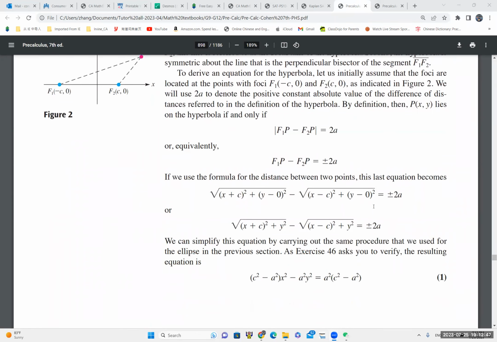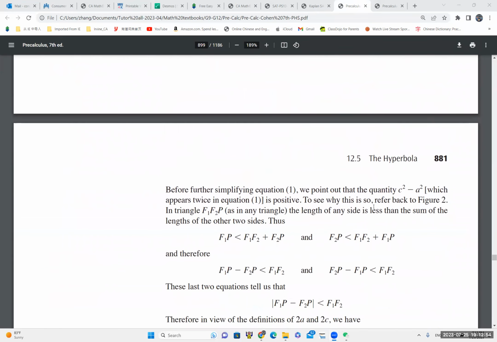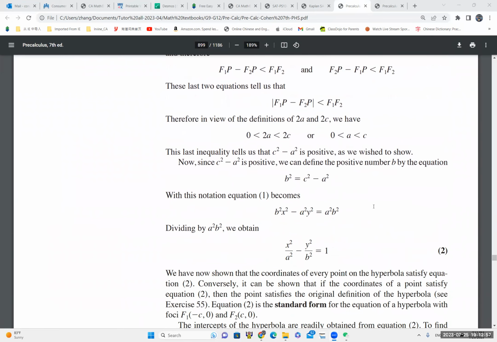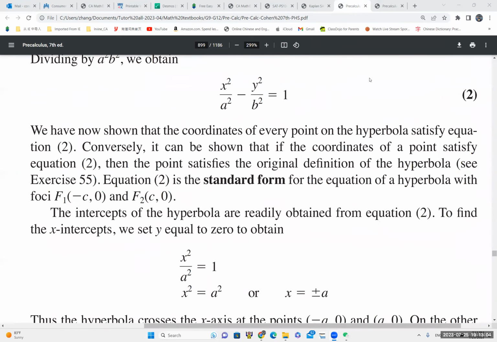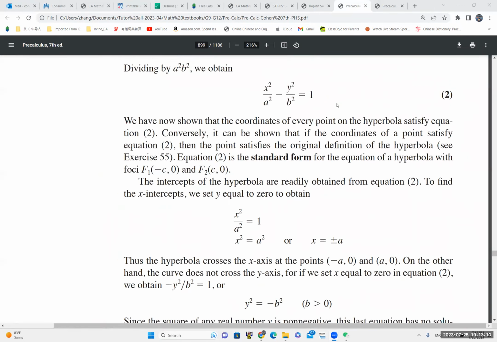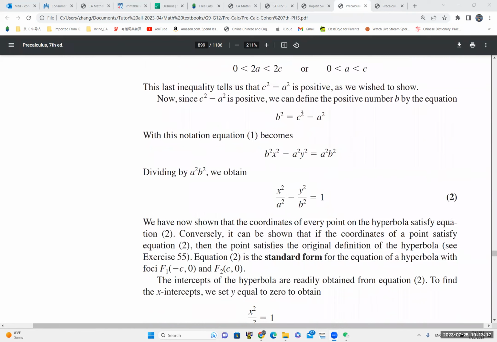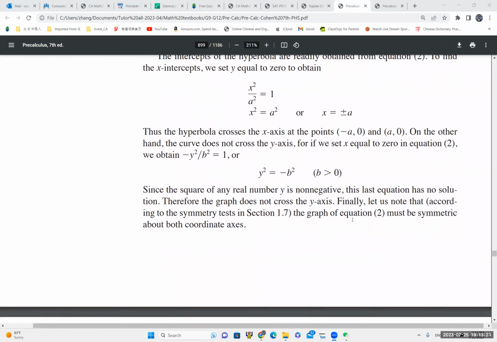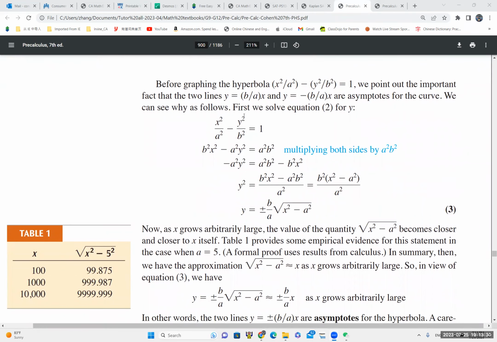So here we show how to get the formula. Anyway, then we get this. This is called the standard form. Here we have b squared equals c squared minus a squared. The important thing is the asymptote for the curve.